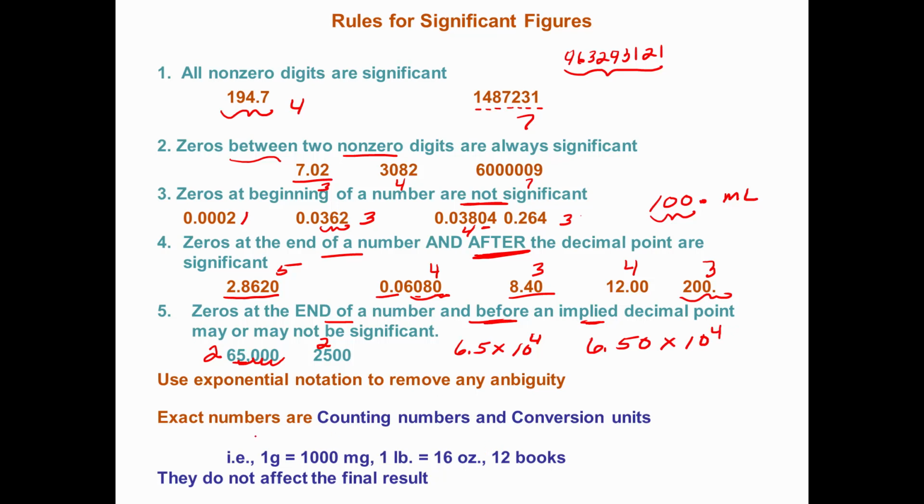Okay, exact numbers are not significant. Or I should say they don't affect the final result when you do calculations using significant figures. So counting numbers, for example, there are 10 books, 11 students. Those do not affect the result. Conversion units, those are exact. So 1 gram is equal to 1,000 milligrams. 1 pound is 16 ounces. Those do not affect the final result.